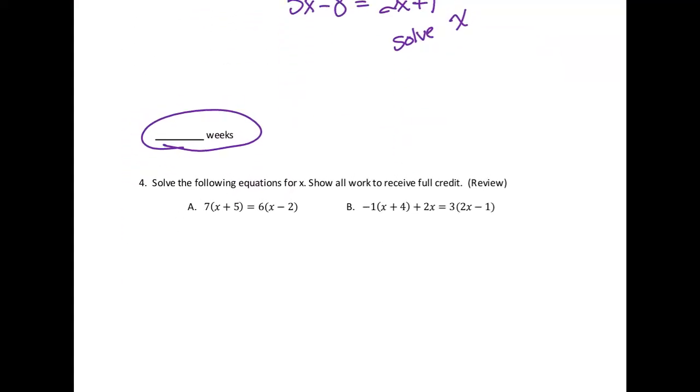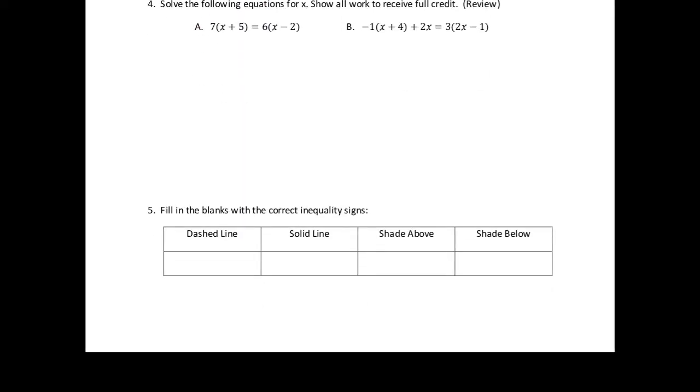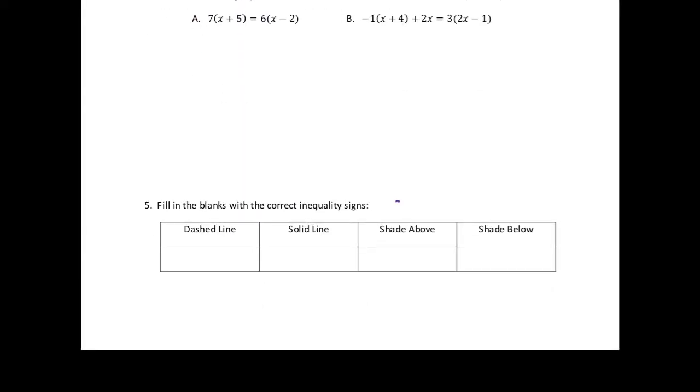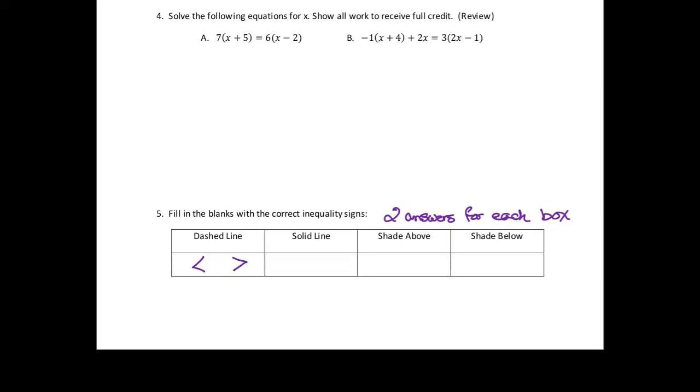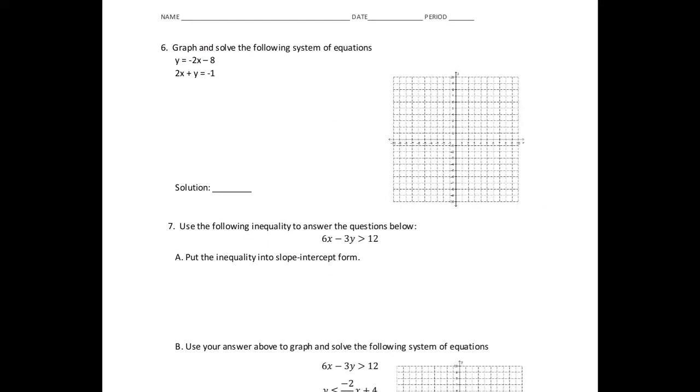All right. Here you should have 2 answers for each box. For each box. So a dashed line would be is less than, could also be is greater than. Okay? All right. So some of you have a lot of work to do.